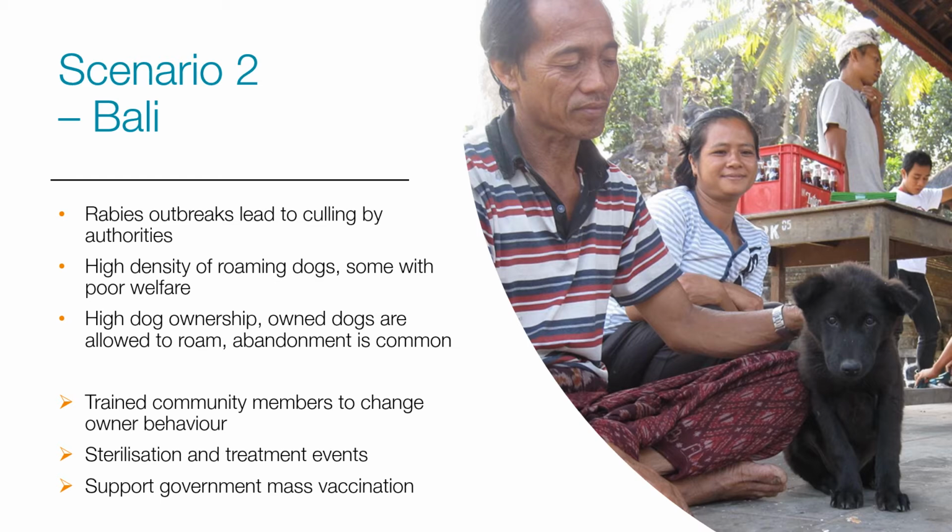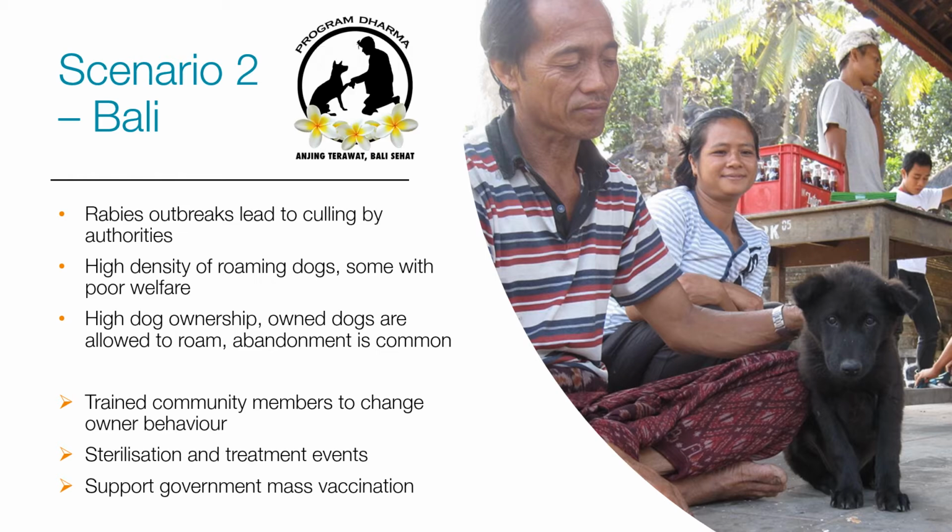So based on that scenario, the DPM intervention there was to utilise again community members that were trained up to change and inspire owner behaviour. They also used sterilisation and treatment events, veterinary treatment events for owned animals and community dogs. And also they support the annual government mass vaccination campaign. And this is loosely based on Programme Dharma, which is an intervention run by IFOR and BAWA, the Bali Animal Welfare Association, and the local university, and of course the local authorities as well.